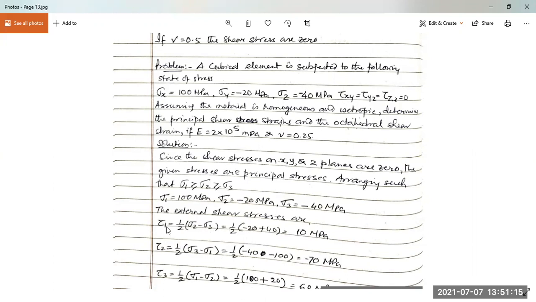Tau 1 is half of sigma 2 minus sigma 3, which is half of minus 20 plus 40, that is 10 MPa. Tau 2 is half of sigma 3 minus sigma 1, which is half of minus 40 minus 100, that is minus 70 MPa. And tau 3 is half of sigma 1 minus sigma 2, half of 100 plus 20, which is 60 MPa.